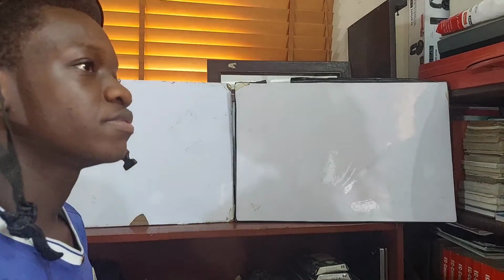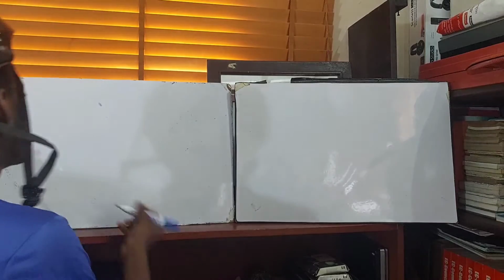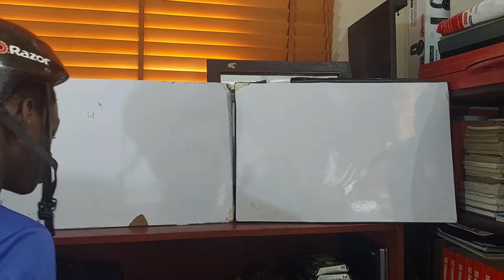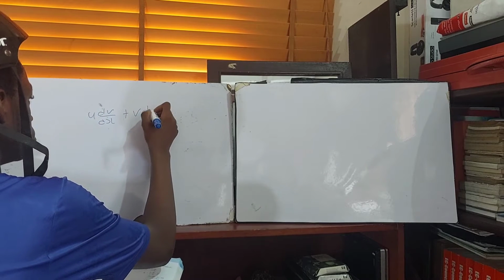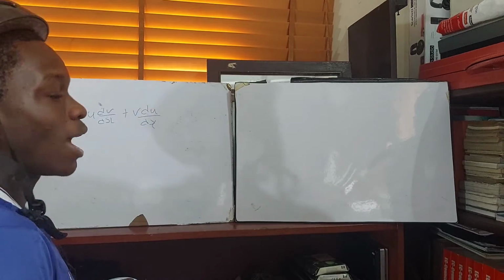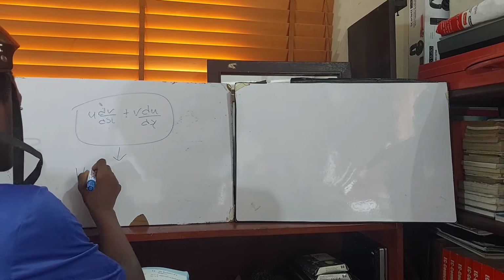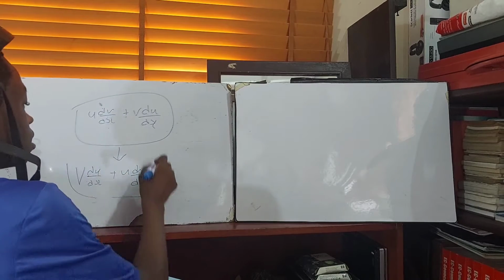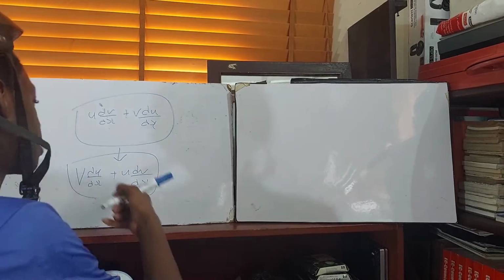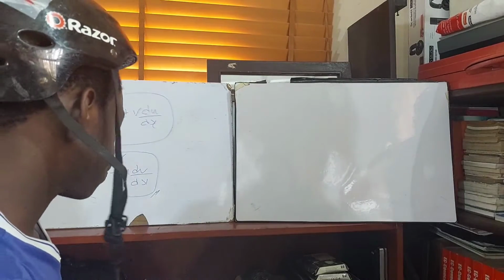I'm going to go straight for it now. To find the derivative of a product, we're given this formula. In the textbook, they like to use u dv/dx plus v du/dx, but I personally like to use v du/dx plus u dv/dx. It's the same thing. Remember that multiplication is commutative. This formula you always have to remember when we're differentiating products.